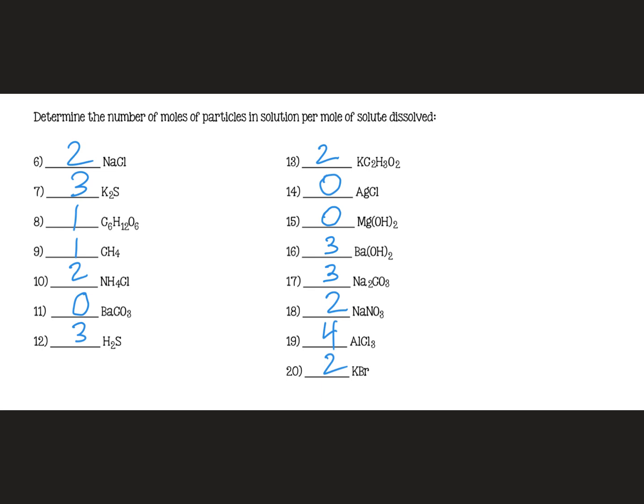However, if you have an ionic compound that is soluble in water, it will break apart into its ions, and each ion will be a separate particle. If it is insoluble in water, then you will not have any particles because it will not dissolve.